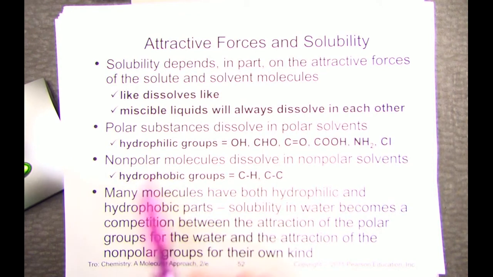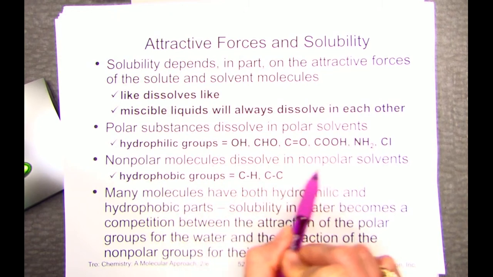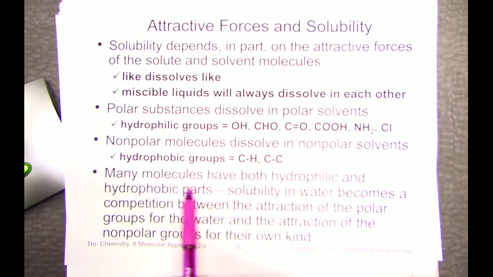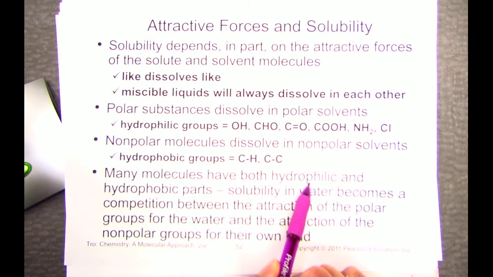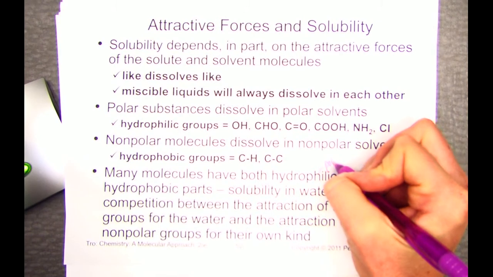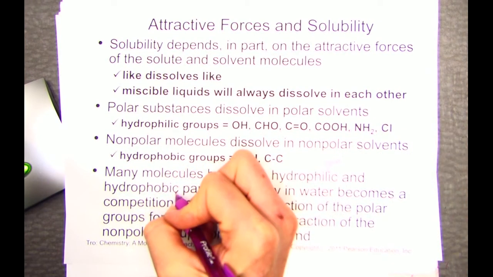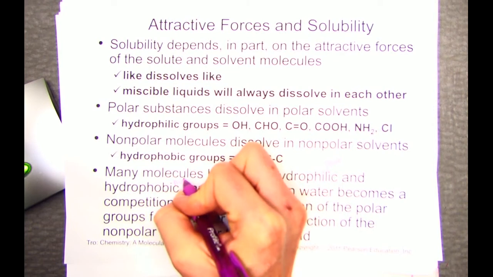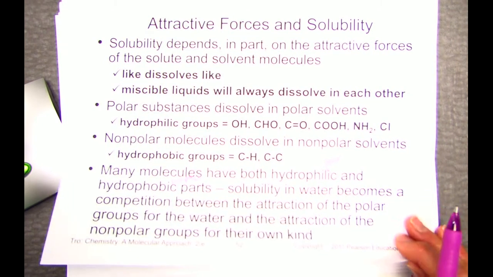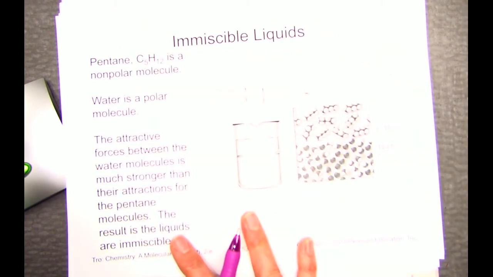Like dissolves like. Polar with polar, nonpolar with nonpolar, but not the opposite. Many molecules have both a hydrophilic and a hydrophobic part. Hydrophilic would mean water-loving, polar. Hydrophobic would mean water-hating, and that would be a nonpolar end of the molecule. So solubility in water becomes a competition between the attraction of the polar groups for the water and the attraction of the nonpolar groups for their own kind. And we'll see that happen in long chains of hydrocarbons.